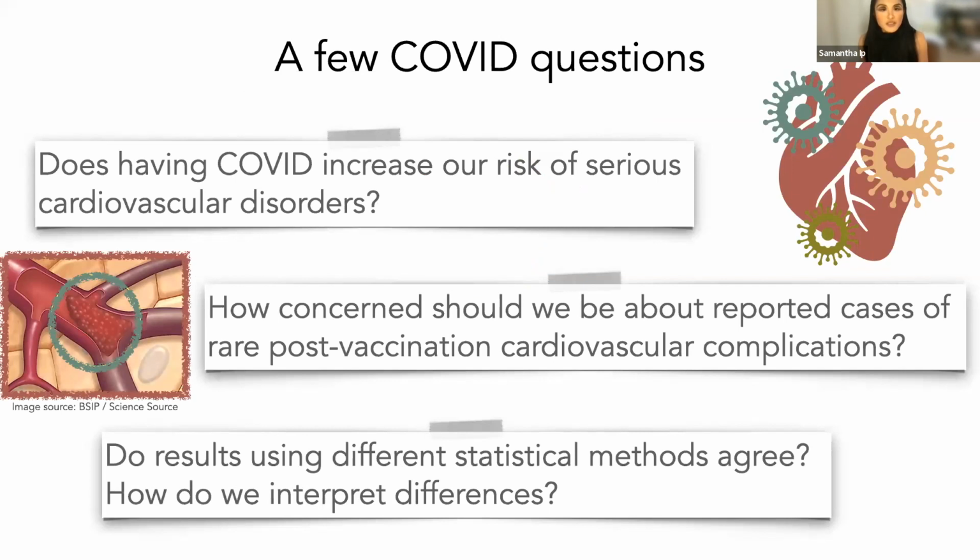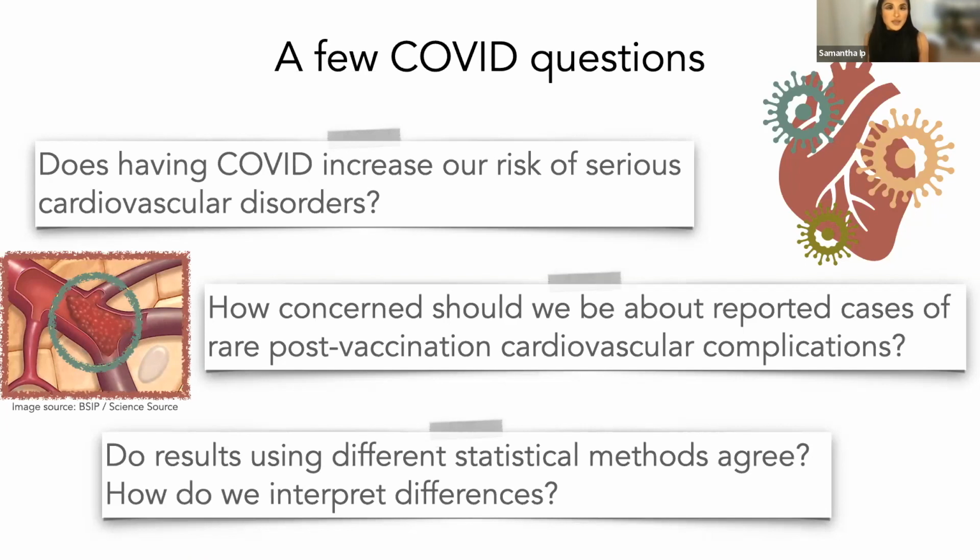COVID infection is known clinically to encourage blood clots and inflammation. So we can ask, how does getting COVID affect our short, medium, and long-term risks of serious cardiovascular diseases? Or you may have heard of some reported cases of blood clots at odd sites, such as the cerebral veins, following COVID vaccination. So what do population-level analyses tell us about the risks of these rare complications after vaccination? And should we really be that worried about it?